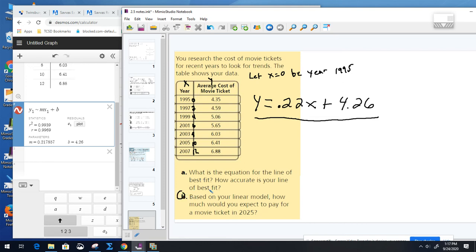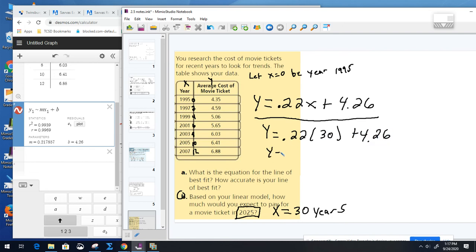For B, based on your linear model, how much would you expect to pay for a movie ticket in 2025? So this is my X value. But again, I'm letting 1995 equal 0. So how many years since 1995 is 2025? And that would be 30 years. So to answer B, I'm going to plug in 30 for X.